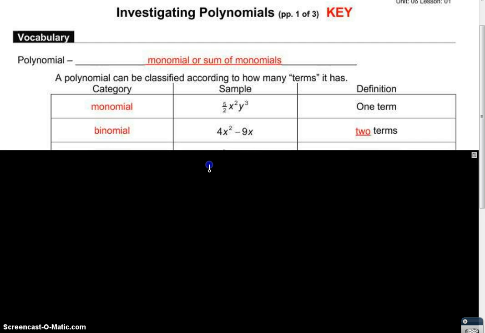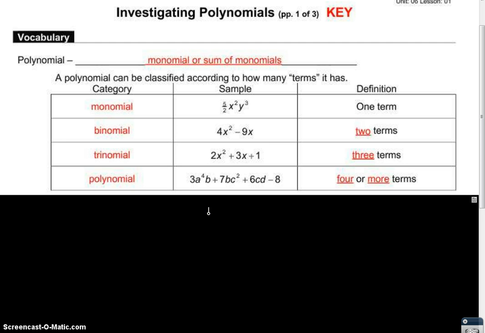Today we're going to be talking about investigating polynomials. So first let's define a polynomial. A polynomial is a monomial or the sum of monomials. It says a polynomial can be classified according to how many terms it has. So you have a few definitions to copy down here.